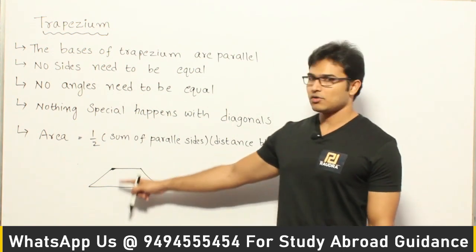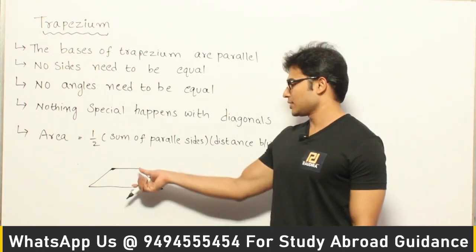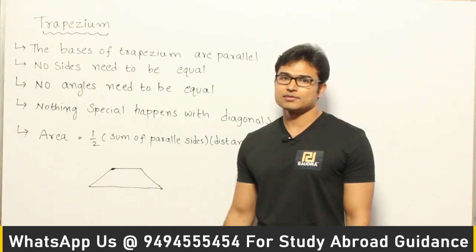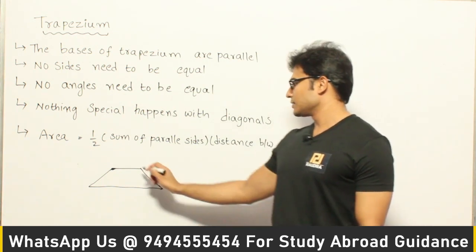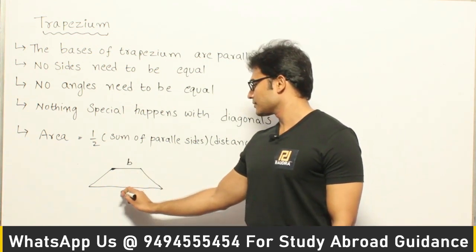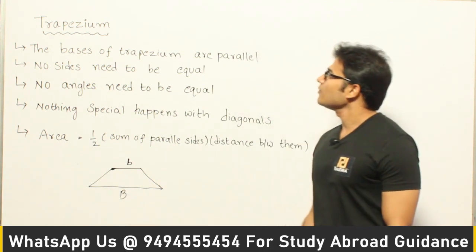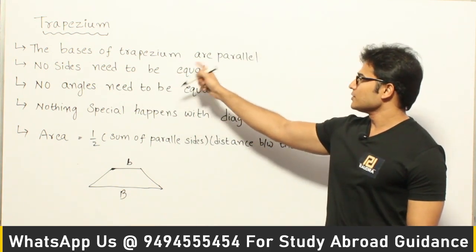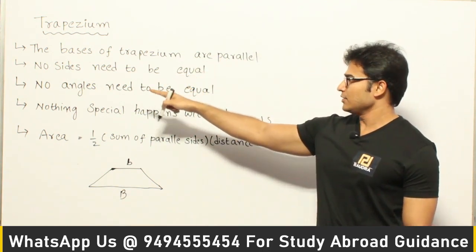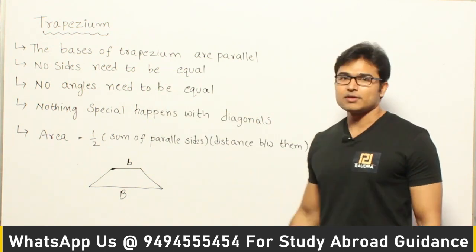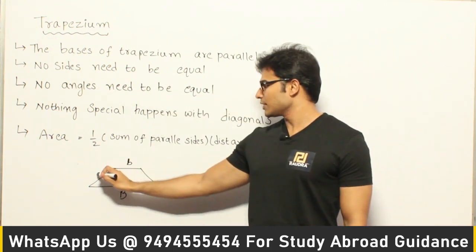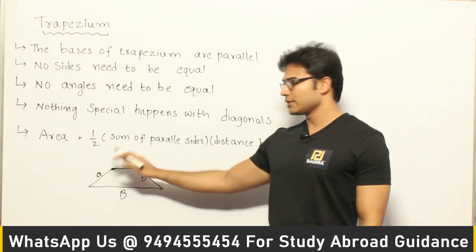These two sides are parallel, and generally the sides which are parallel are called bases. Assume this is one base and this is the other base. The bases of a trapezium are parallel, and no sides need to be equal. So all these sides can be of different lengths. This can be A, this can be B, like this, different lengths.